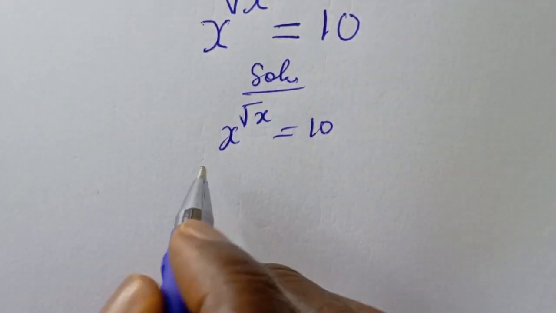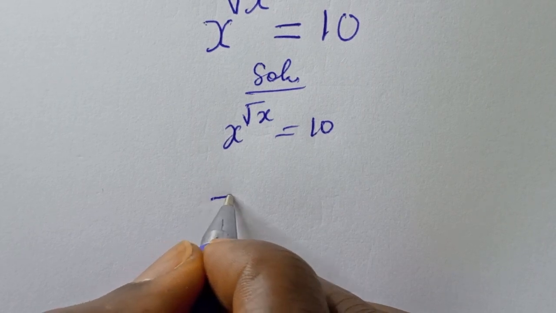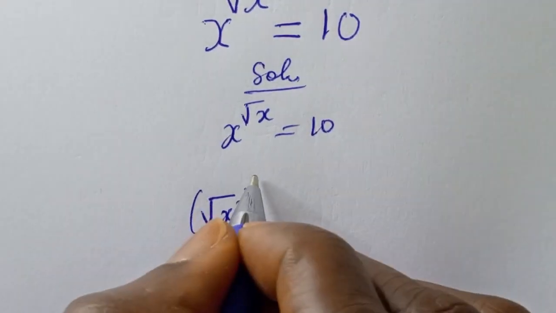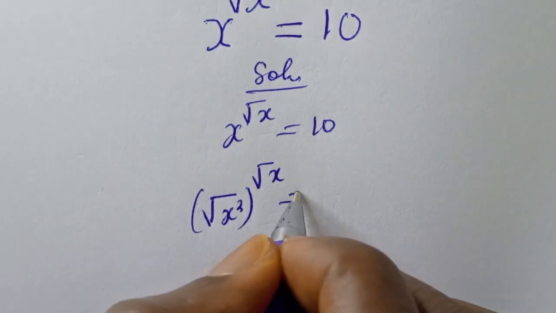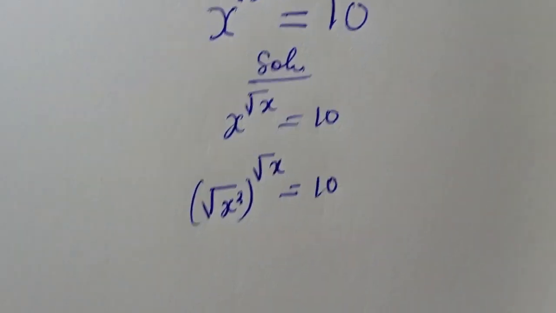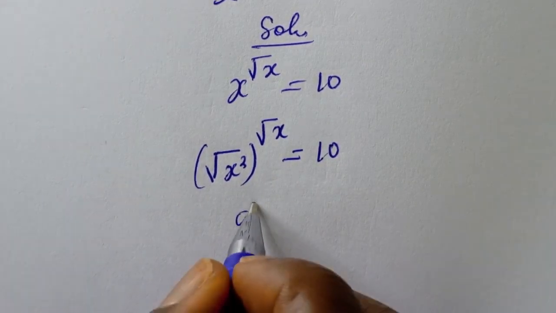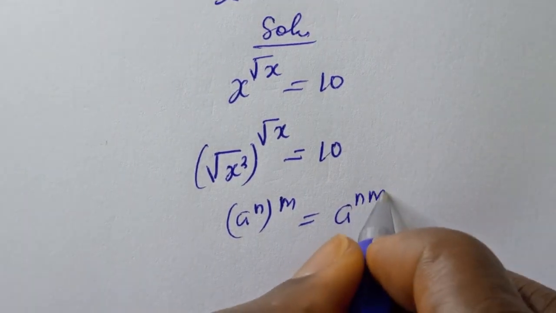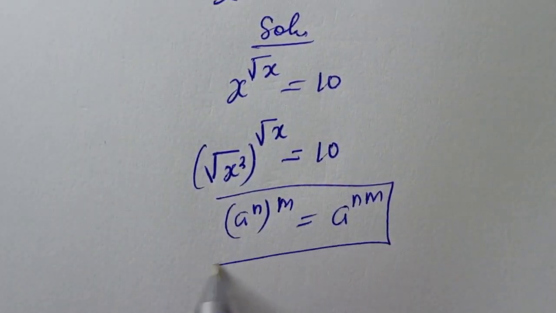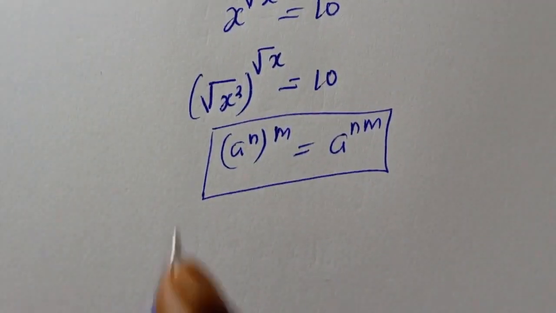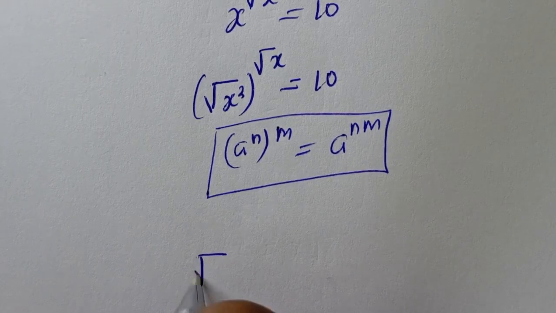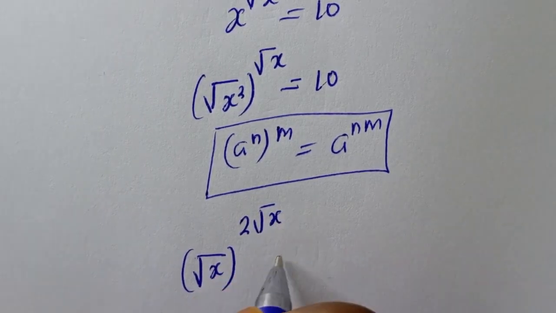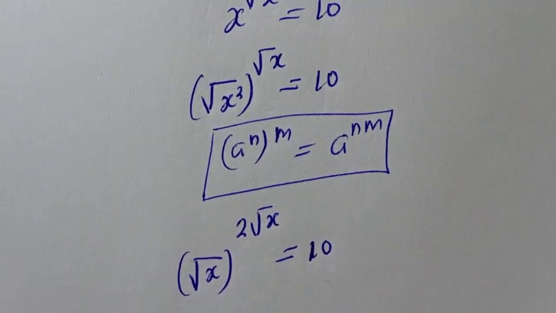Then s can be written as square root of s squared, to the power of square root of s, is equal to 10. Now, if you have a raised to power n, to the power of m, is equal to a raised to power nm, then this can be written as square root of s to the power of 2 square root of s is equal to 10.